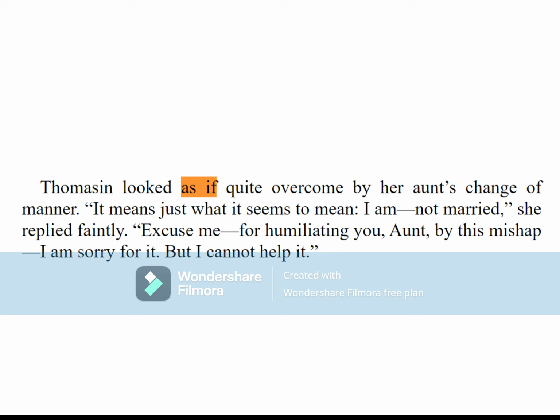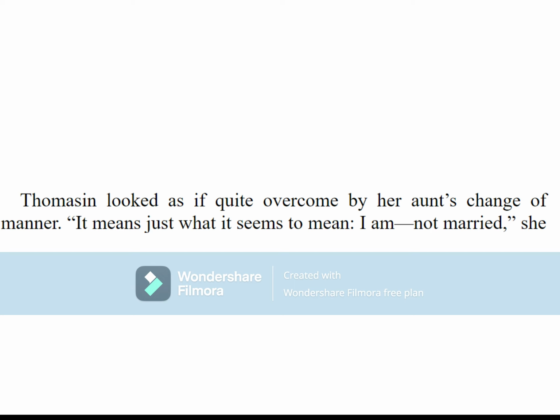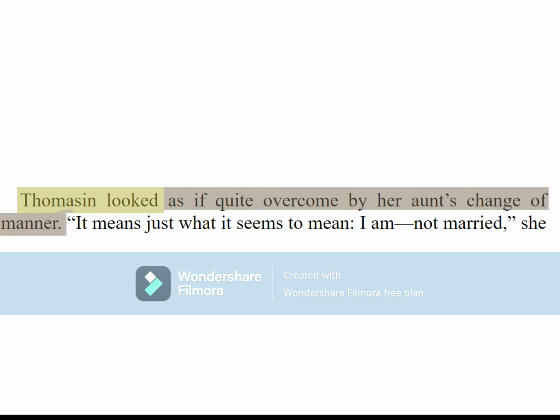Now let's move on to our second sentence. Thomasine looked as if quite overcome by her aunt's change of manner. Thomasine looked, it's our main clause, as if quite overcome by her aunt's change of manner would be our adverbial clause. The subordinator as if is a subordinating conjunction.